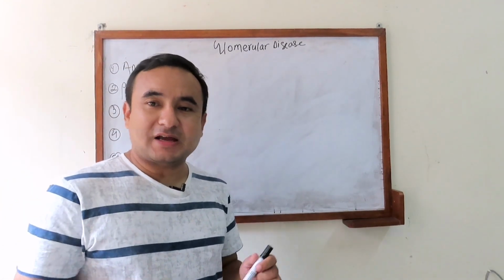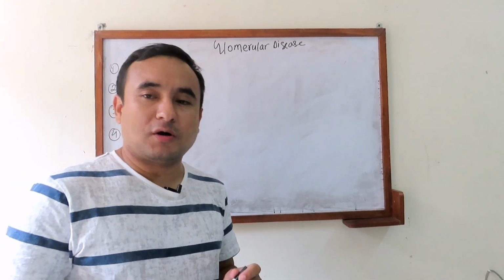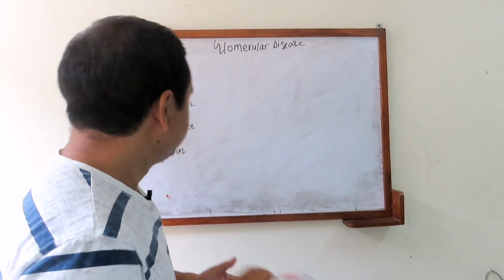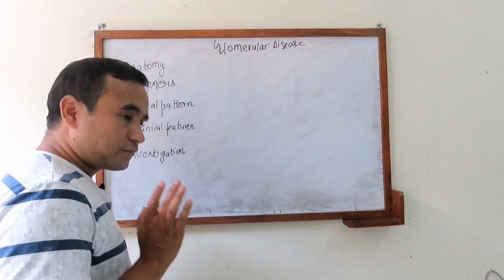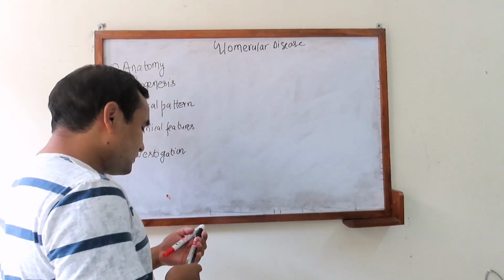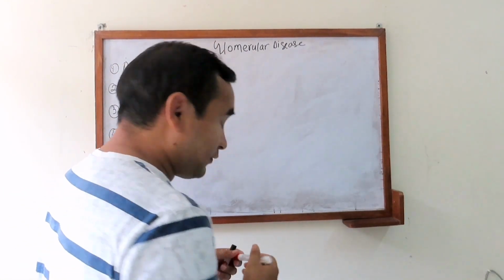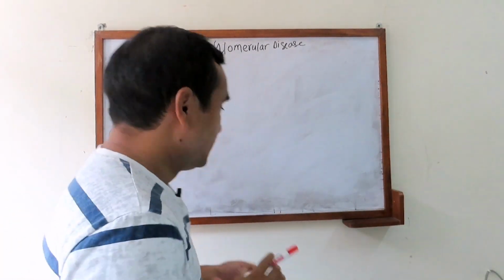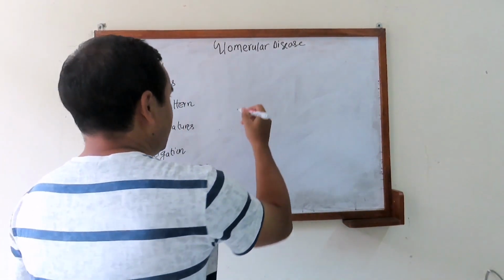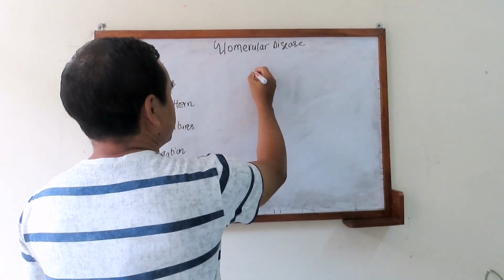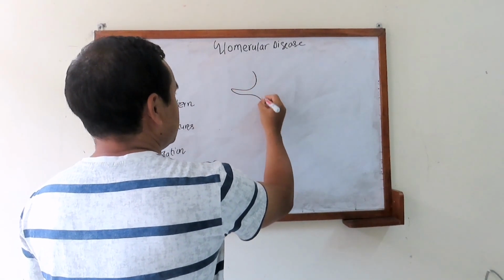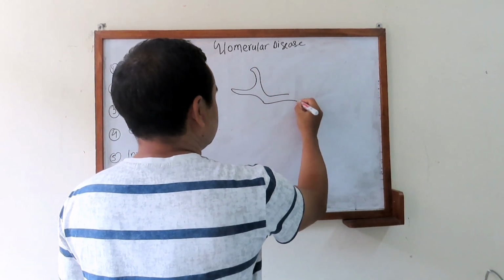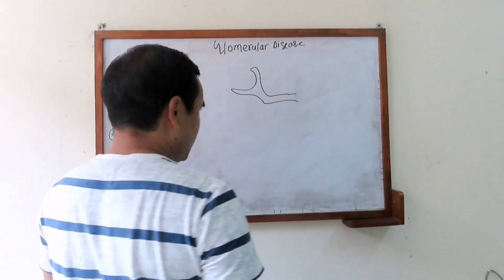In the previous session I gave you some overview of the glomerulus, but let us revise it again. The glomerulus is a tuft of capillaries. So in our kidney, you know this structure. This structure is called Bowman's capsule, and this is the PCT.